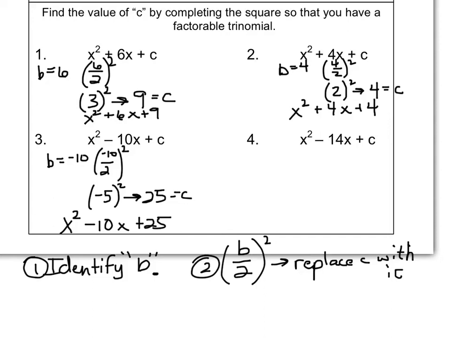Okay? So, example number 4. Again, B is negative 14. So I'm going to take negative 14, divide it by 2, and square it. Negative 14 divided by 2 is negative 7. When you square that, you get positive 49. That's going to be C.